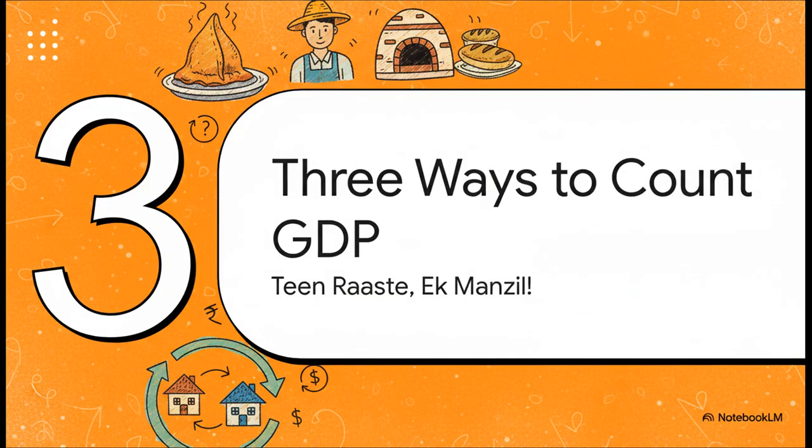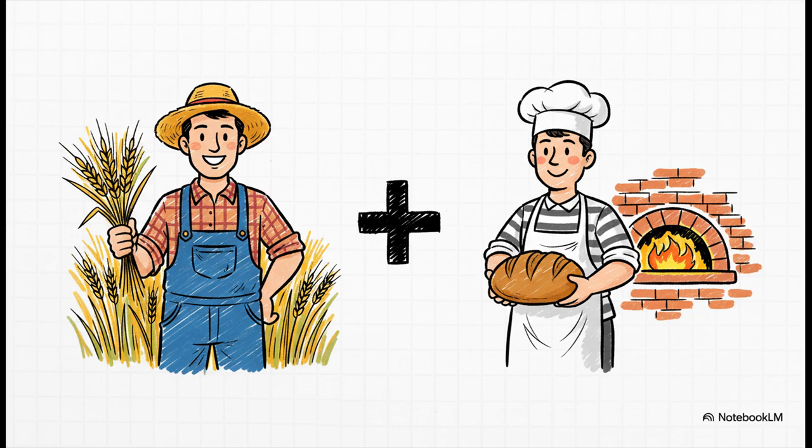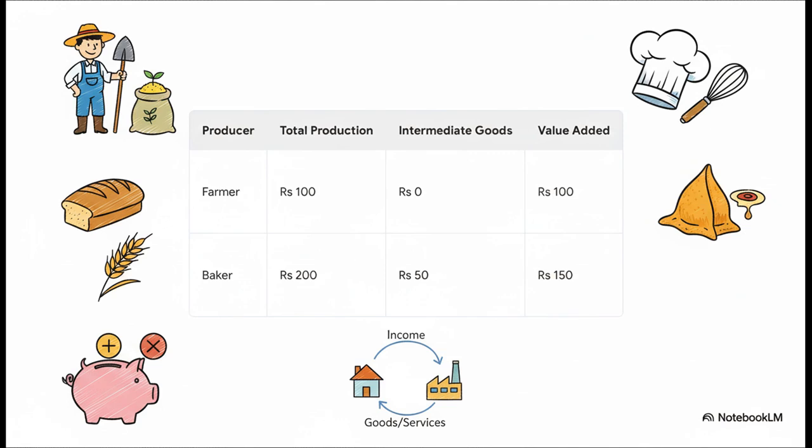All right, now for the big one, calculating the gross domestic product, or GDP. Now, there are three ways to do it, but I'm going to let you in on a little secret. They are all just different roads, teen raaste, that lead to the very same destination, ek manzil. No matter which path you take, you will always get the same final answer. To understand these three methods, let's just use the super simple example from your textbook. Imagine a tiny little economy with just two people in it, a farmer who grows wheat and a baker who makes bread. Now, let's just follow the money using this table.